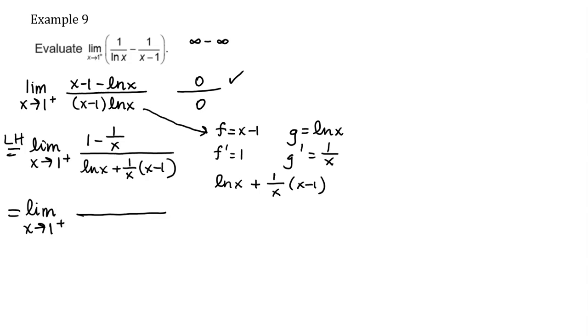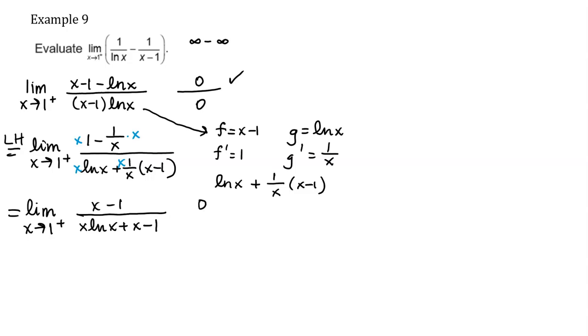Actually, what I'm going to do to simplify this, because I want to get rid of these fractions within fractions, is multiply everything in this expression by x, which will leave us with x minus 1 in the numerator and x natural log of x plus x minus 1 in the denominator.